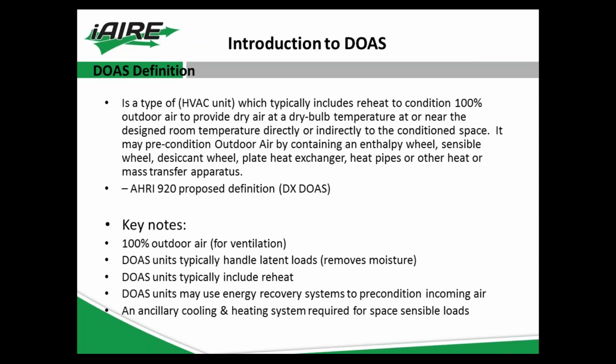So that's just a fancy way of saying, a couple different things here, that a DOAS system, a true DOAS system, is 100% outside air for ventilation. It typically handles the latent load of the outdoor air, so it removes all the moisture. It will almost always include a reheat coil or a reheat electric strip. And then it may also utilize a recovery system, whether it be core or wheel style ERV. And then this last line here, which I'm going to get into shortly, is that most DOAS systems, because it is a decoupled system, will require ancillary cooling and heating systems per space.